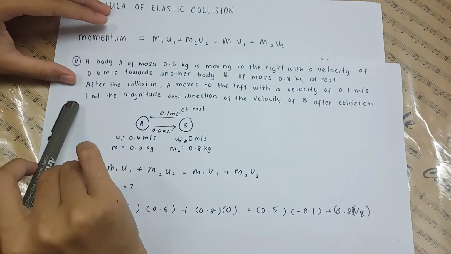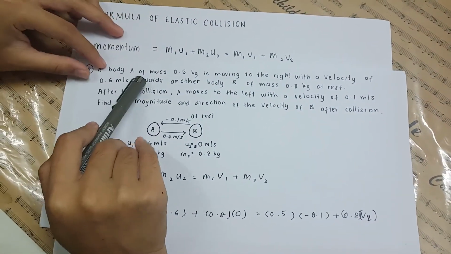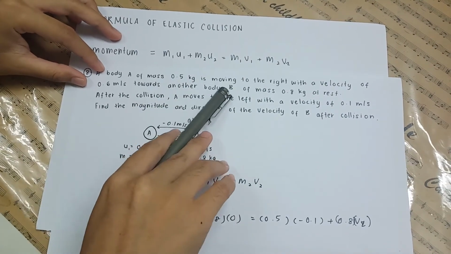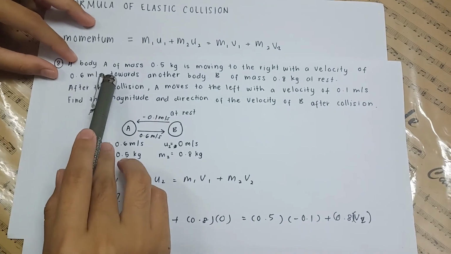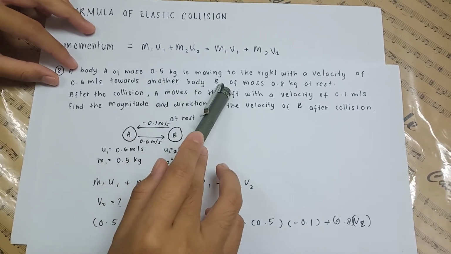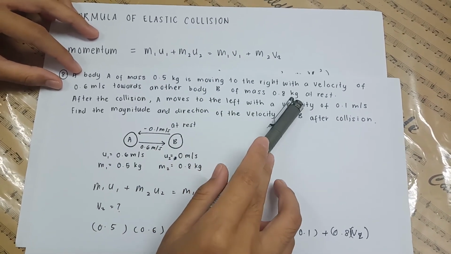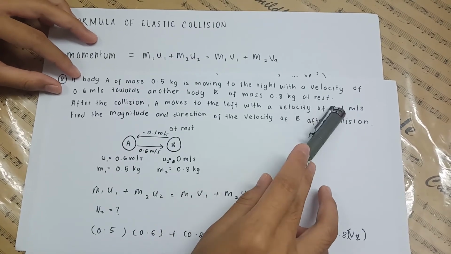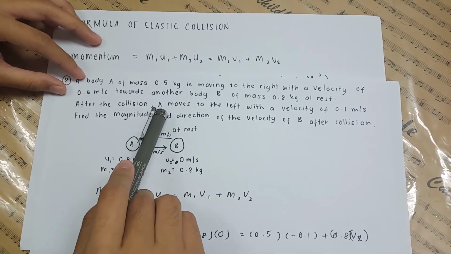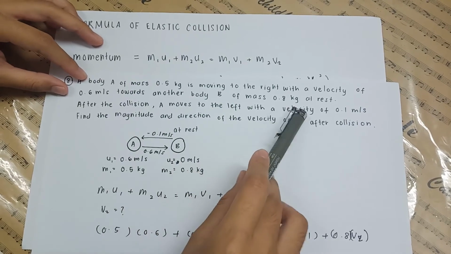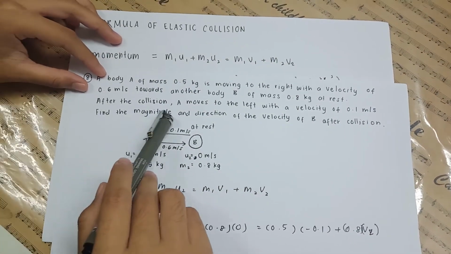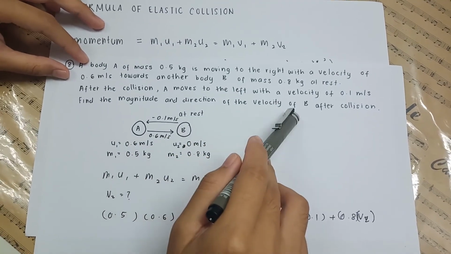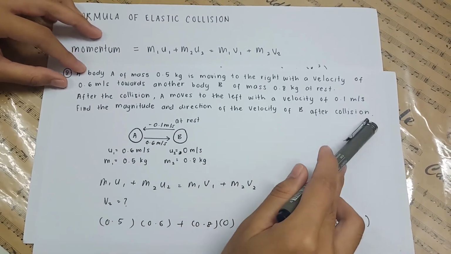So here's the question. A body A of mass 0.5 is moving to the right with a velocity of 0.6 meter per second towards another body B of mass 0.8 kilogram at rest. After the collision, A moves to the left with a velocity of 0.1 meter per second. Find the magnitude and direction of the velocity of B after collision.